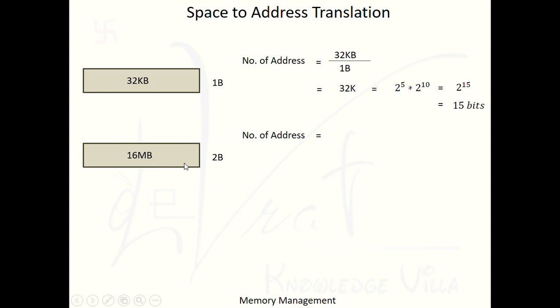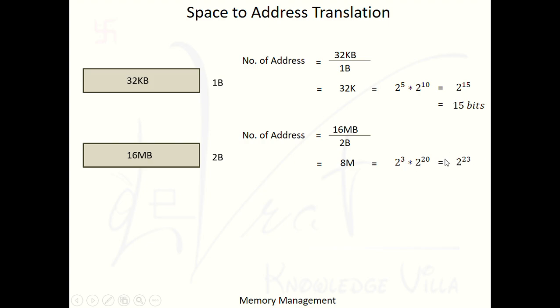So the total space is 16 MB, divided by the size of each address, which is 2 byte. So 16 MB divided by 2 byte. 16 divided by 2 is 8, and the byte is thrown out. So we will get 8 M. Get it? 8 mega. Mega is nothing but 2 raised to 20, and 8 is equal to 2 raised to 3. So we can write 2 raised to 3 into 2 raised to 20. If we combine both, we will get 2 raised to 23.